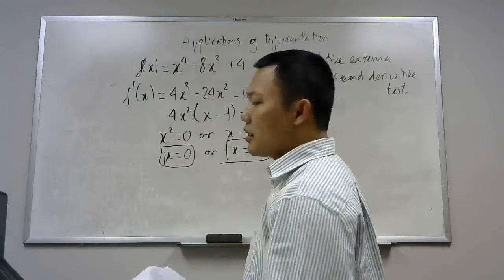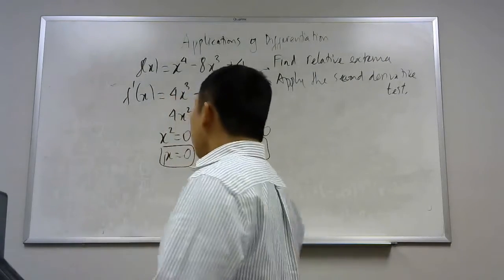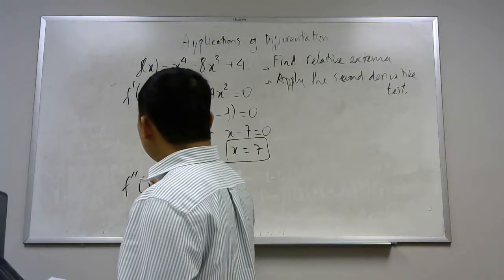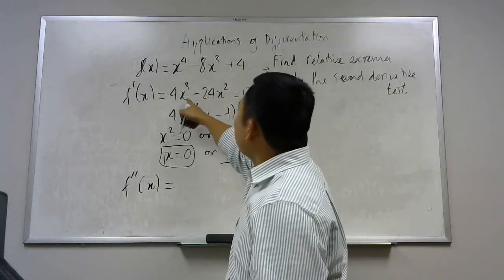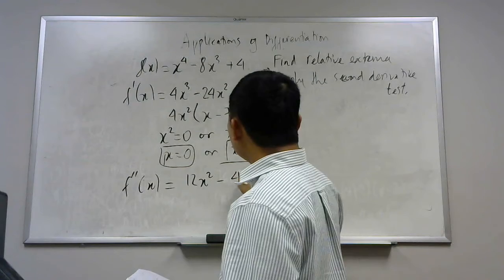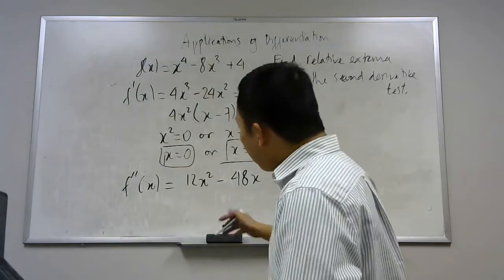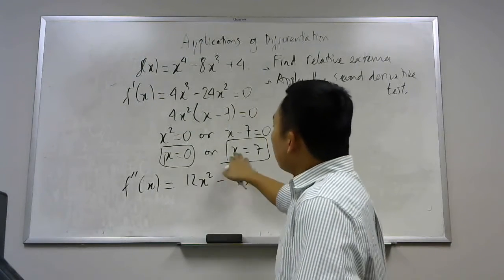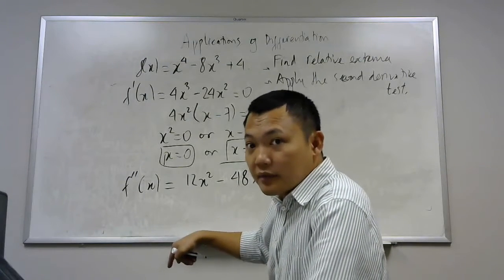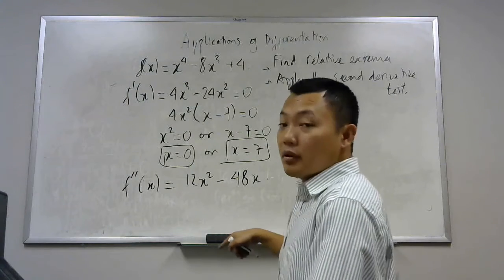Now, if I want to use the second derivative, I don't need to make the chart for the first derivative, okay? So I have to find the second derivative. Differentiate this one more time, I get 12x squared, and then here I have negative 48x. Okay, now we have the second derivative. We have two critical points. I plug the two critical points into the second derivative to see the sign of it. And then based on that, we make a conclusion.